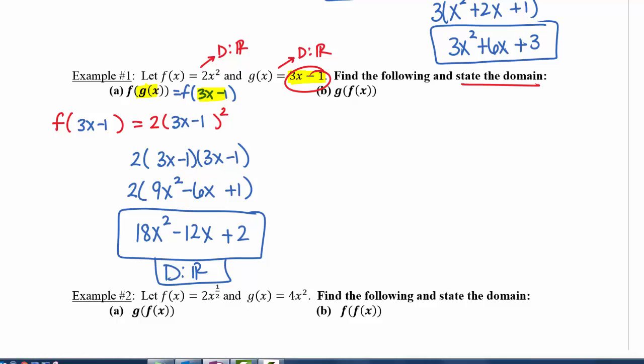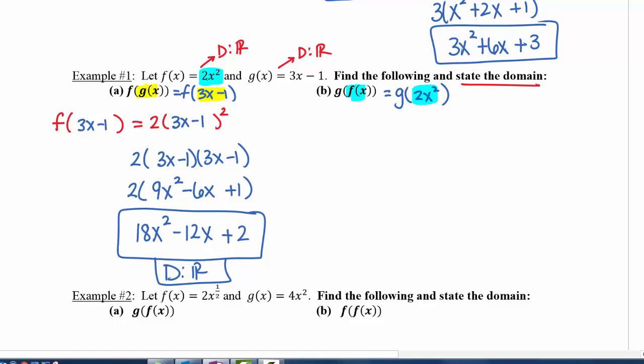Okay. So once you have that written down, we have to do part B, and we really do need to pay attention here because this is brand new stuff. So now my inside function is f. So I'm really doing g of, well, f of x is 2x squared. Okay, g of f of x is 2x squared.